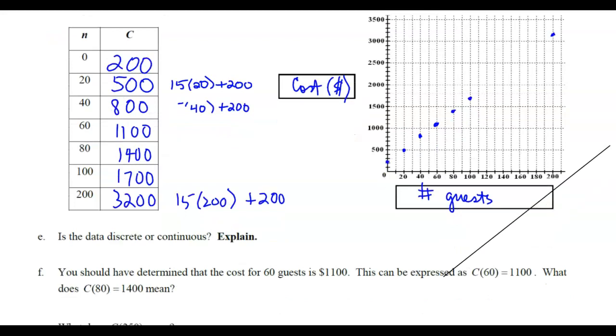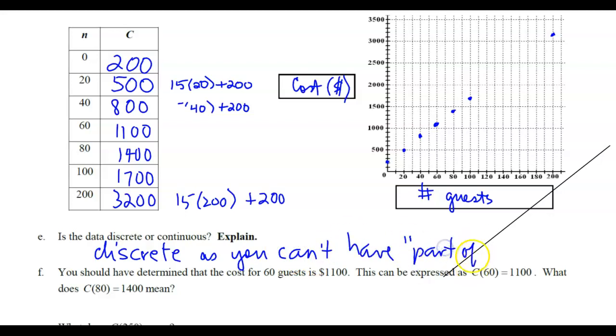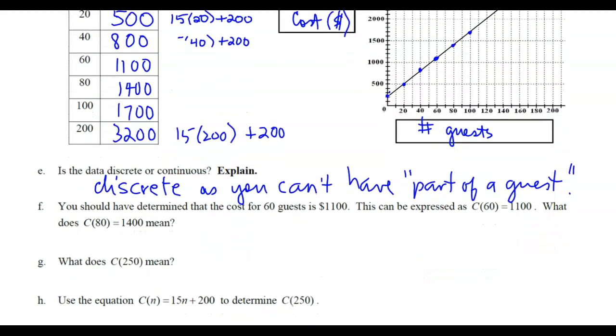Okay, so is this discrete or continuous? It is discrete, as you can't have part of a guest. Now, saying that, we don't join them up, but notice the scale here. If we plotted a point for every particular guest, we would have points all the way along there, which essentially would make a line. So sometimes we will join them up even if it's discrete, and that way we can answer some questions. So if I move that and get a straight edge and join them up, maybe that will help us with some of our questions. Okay, so we already determined the cost for 60 guests was 1,100.